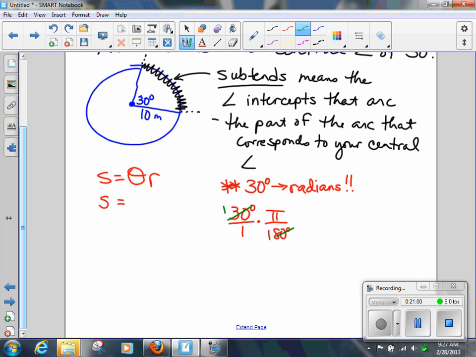3 goes into 3 once, 3 goes into 18 six times. Well, he was right, pi over 6. So now I've got my angle measure, which is pi over 6, and my radius, which is 10. I'm going to go ahead and list it as 10 over 1. Arc length. You get 10 pi over 6, or you can reduce it to 5 pi over 3. Do you agree? Good.